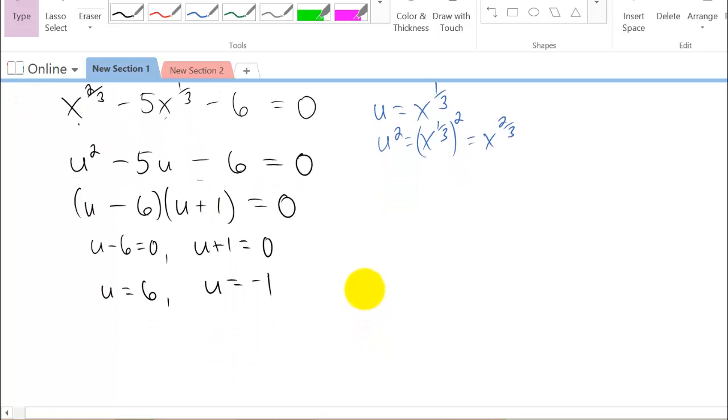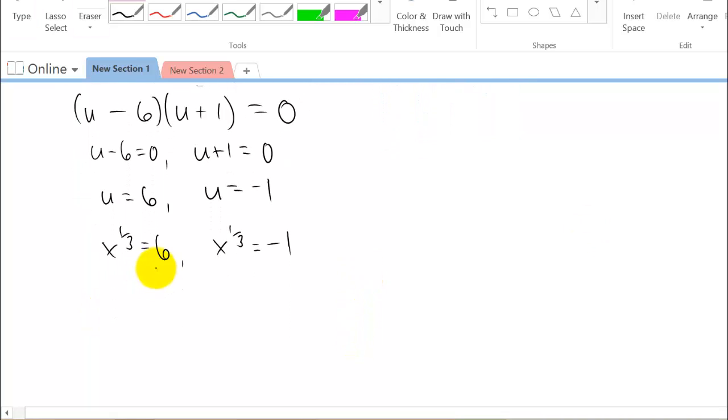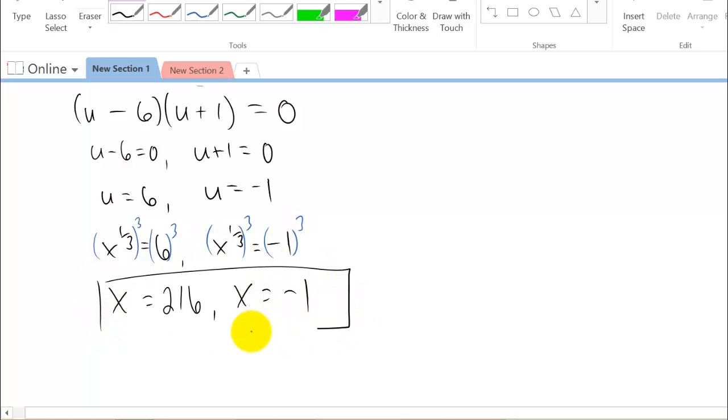So at this point, we're going to take our answers for u, and we're going to substitute back in x to the 1/3 for u. Okay, now we have two little equations to solve for x. And the way to solve each one of these for x is to actually cube both sides of the equation. By using the rules of exponents, this turns into x to the 1/3 times 3. And 1/3 times 3 is just 1. So you just get an x to the first power here on the left side of the equation. Now 6 cubed is 216. In the second equation, we get x equals -1 cubed, which is actually just -1. So these are our two answers.